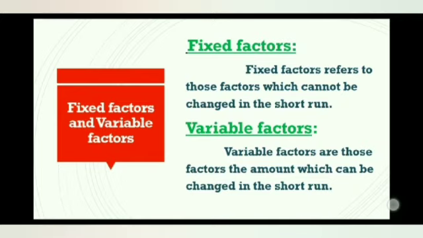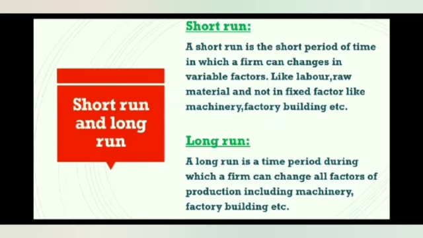Next, short run and long run. Short run. A short run refers to the period of time in which a firm cannot change some of its factors like plant, building, etc. due to insufficiency of time, but can change any variable factor like labor, raw material, etc. Thus, in short run, there will be some factors of production that are fixed at predetermined levels. For example, a laborer may have a fixed amount of land.